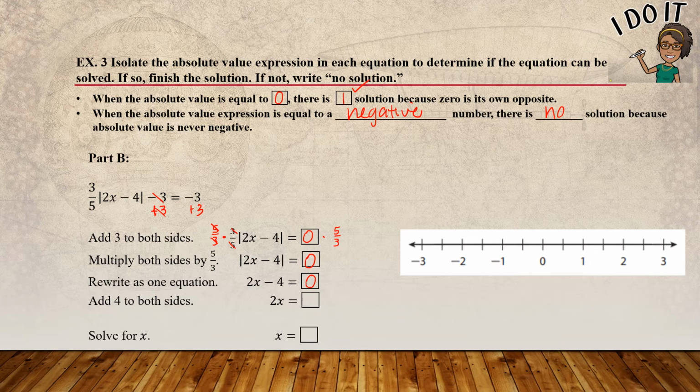So we add 4 on both sides. When we add 4, we get 2x equals 4. And then, of course, we're going to divide both sides by 2 because we're solving for x. So when that happens, we get x is equal to 2. So as you can see, we got our one solution. And when we graph it, we just plot the point right here on the line as x equals 2.